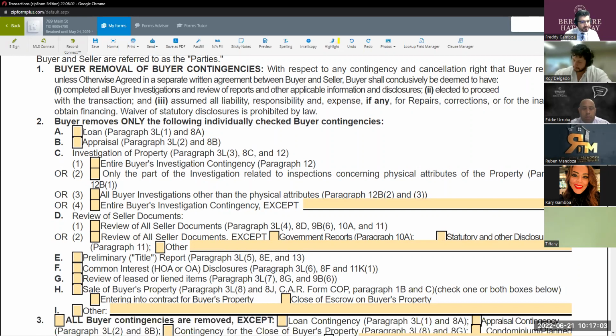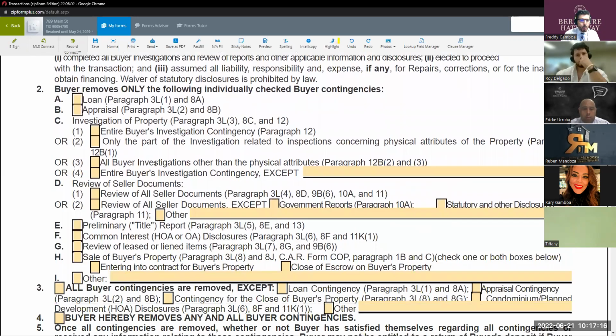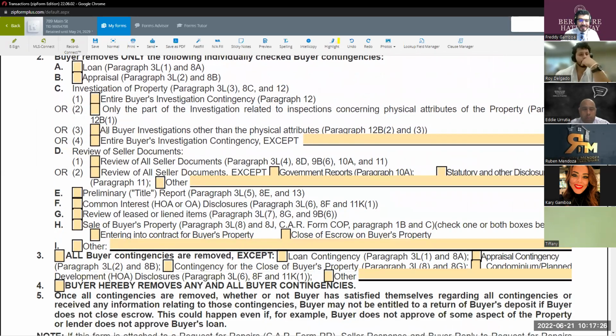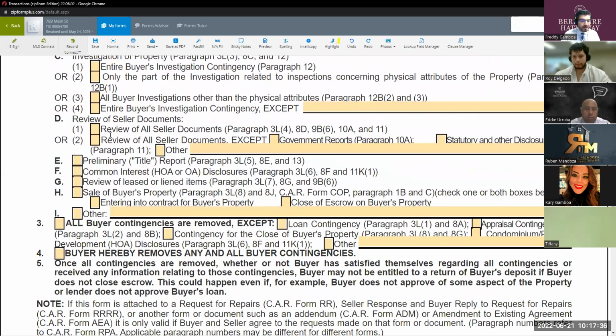Okay, number 1, the loan. B, appraisal. C, inspections of property, paragraph 3LC, 8C, and 12. Then, entire buyer's investigations contingency, paragraph 12. Only the part of the investigations related to the inspections concerning physical attributes of the property, paragraph 12B or 3. All buyer's investigations other than physical attributes, paragraph 12B and 3. Entire buyer's investigations continue except review of the seller's documents and the title report, preliminary report.